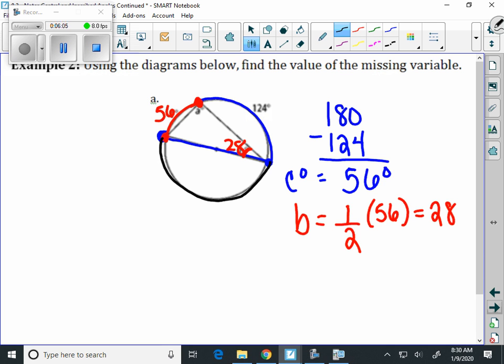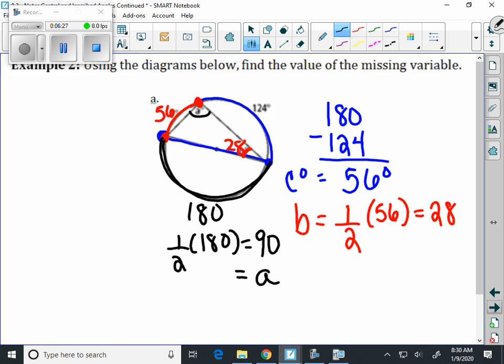We have 180 degrees there because that's half of the circle. And then the measure of the inscribed angle is half the measure of our intercepted arc, and half of 180 equals 90. And that's our value of A. You didn't necessarily need to do that work if you know the property. Otherwise, we have to figure out the values.